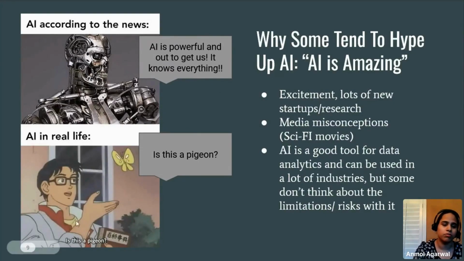So like the bottom one here, if it's not being trained on what a butterfly is and it's only being trained on pigeons, then it might just think everything is a pigeon, right? So that's the thing with AI: it's only as good as the data you give it.